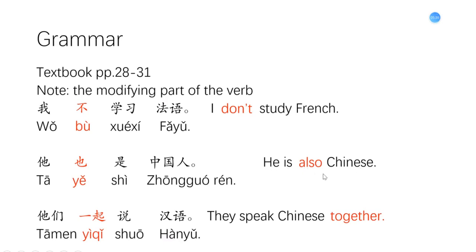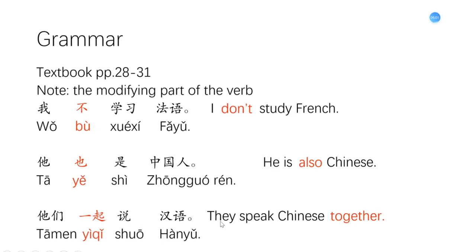And next, we want to make a new sentence like he is also Chinese. So we have a modifying part, right? In Chinese, we put this modifying part before the verb. So we say 他也是中国人. This 也 is an adverb, right? We place it before the be verb 是. Okay.